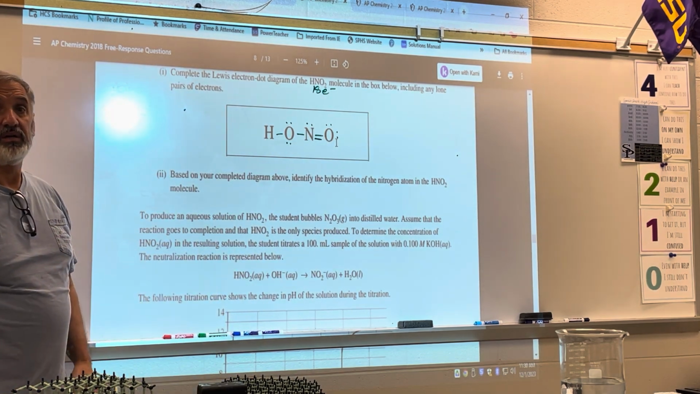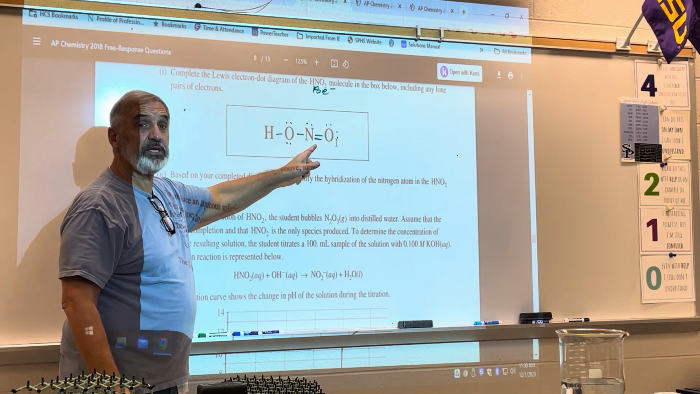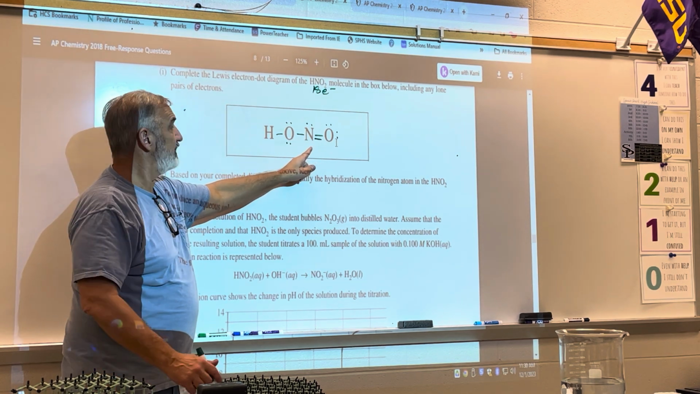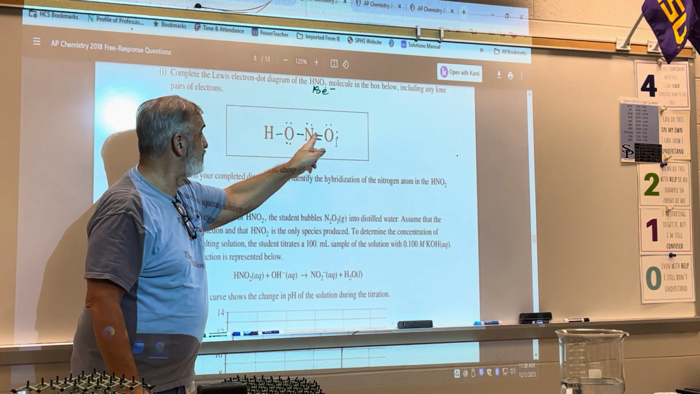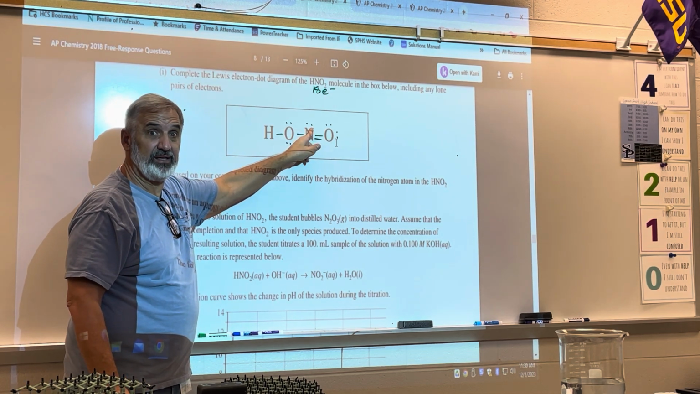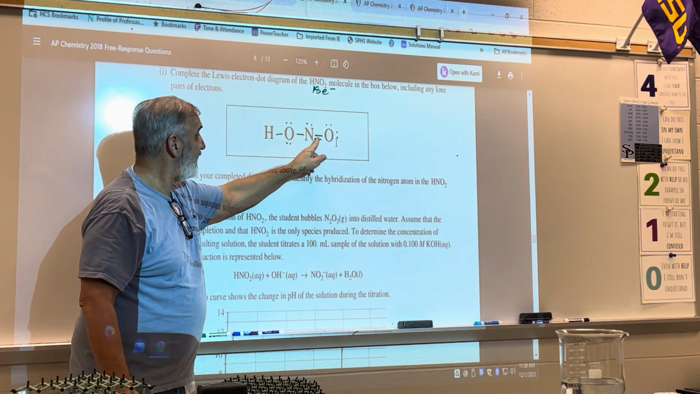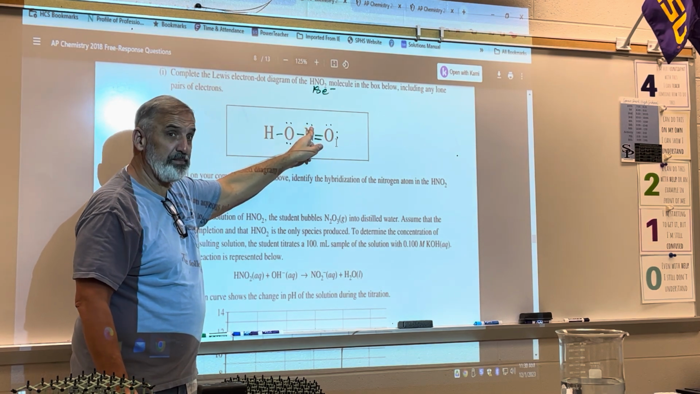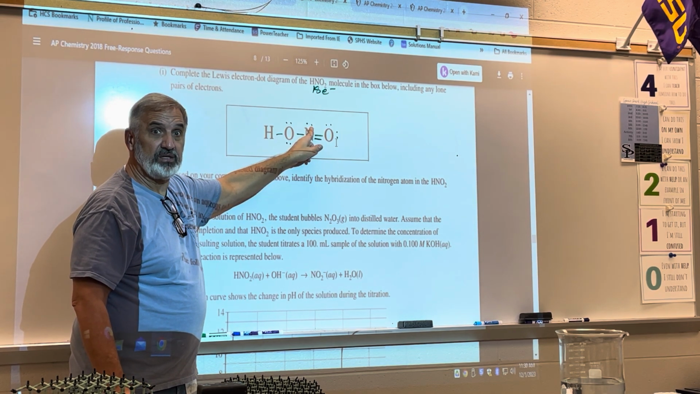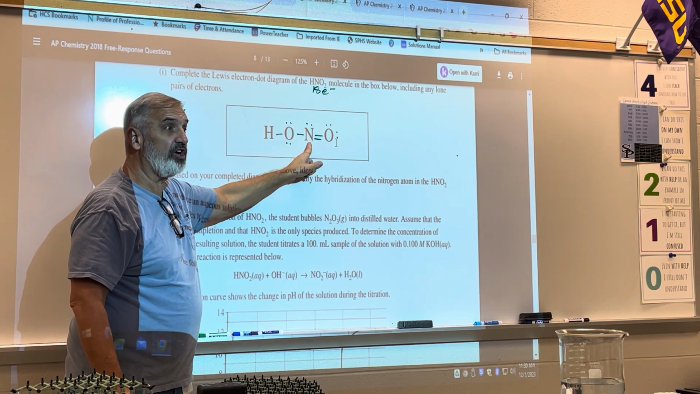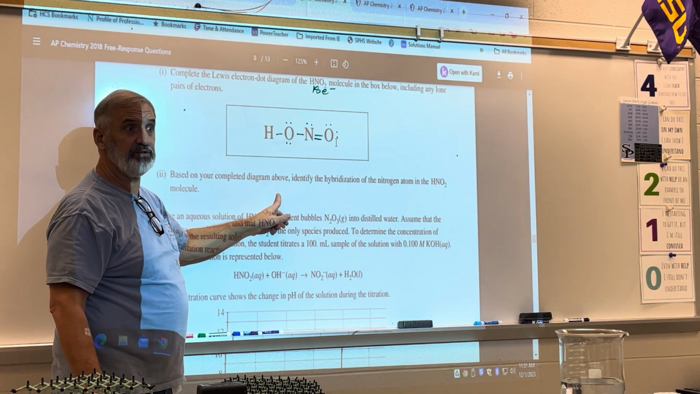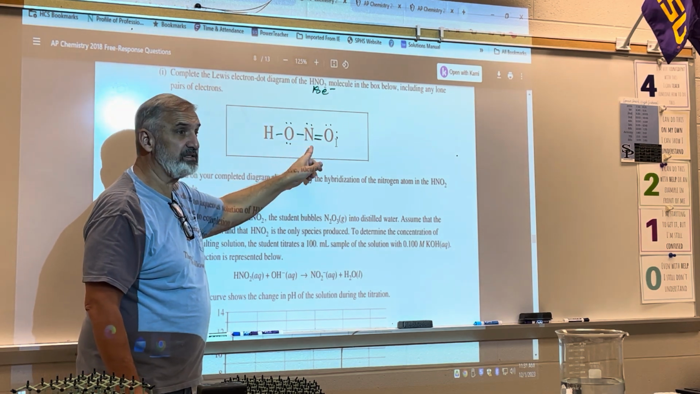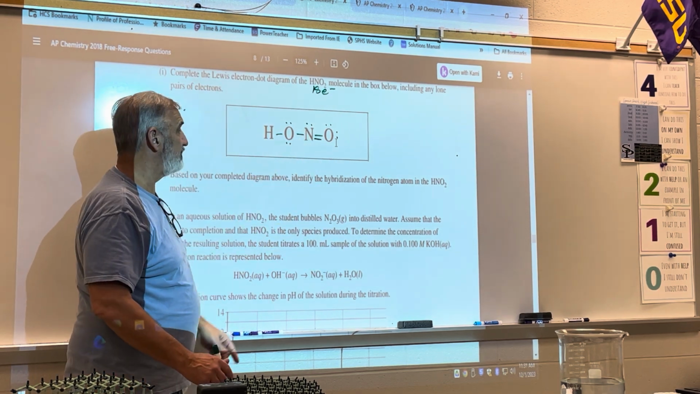What would the shape be? Well, the shape is gonna be around each central atom. So this is gonna be AX what? AX2E. AX2E, bent. What's the type of hybridization on the nitrogen? sp2. 3 electron pair domains. sp2.